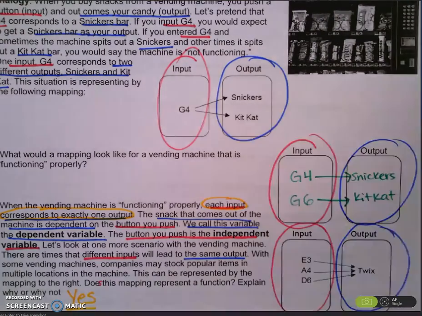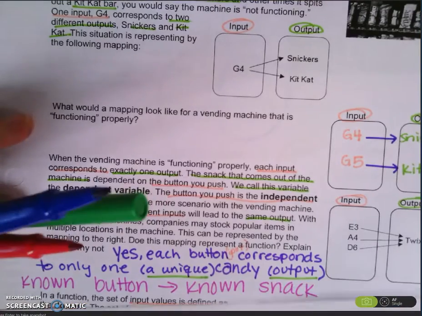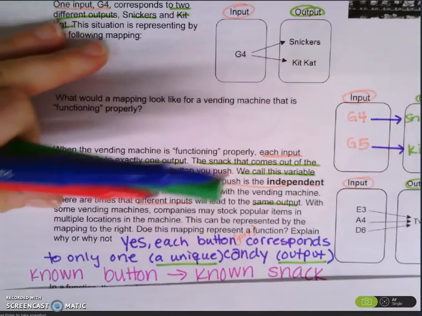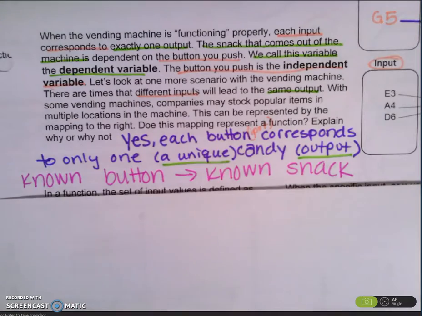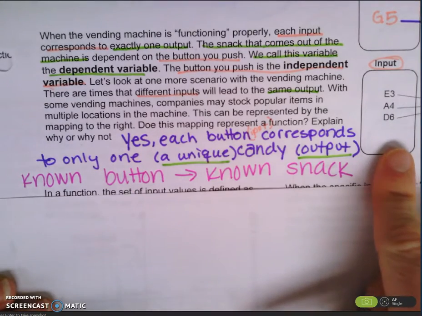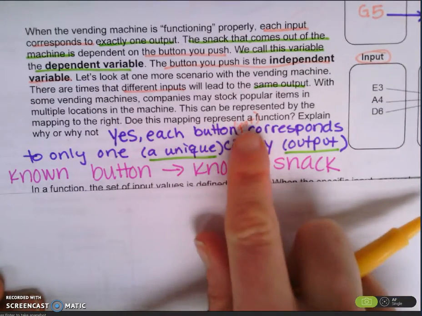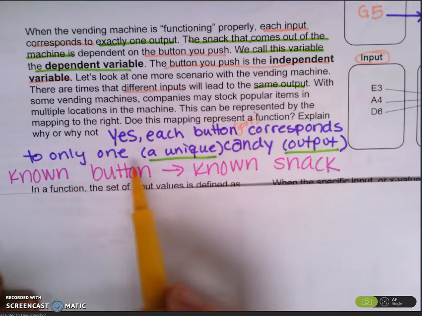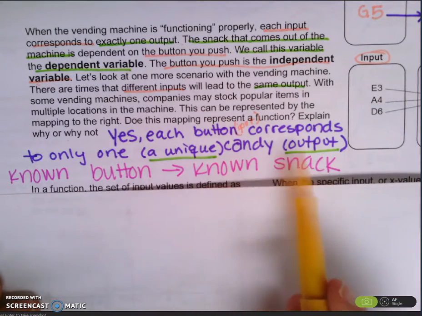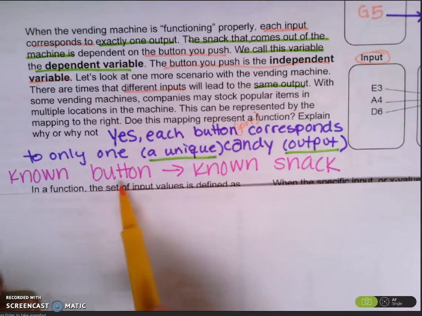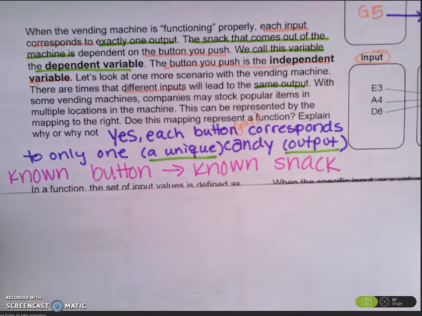It is a function because each button or input corresponds to only one, a unique candy output. If I know the button that's pushed, I know the snack that's going to come out. So again, this mapping does represent a function because each button or input corresponds to only one unique candy, the output. If I know the button, I know the snack.